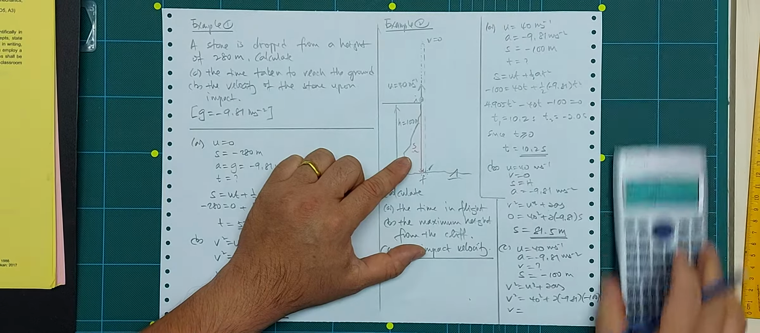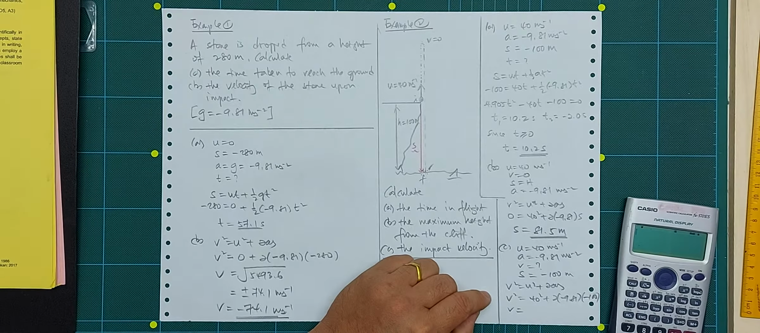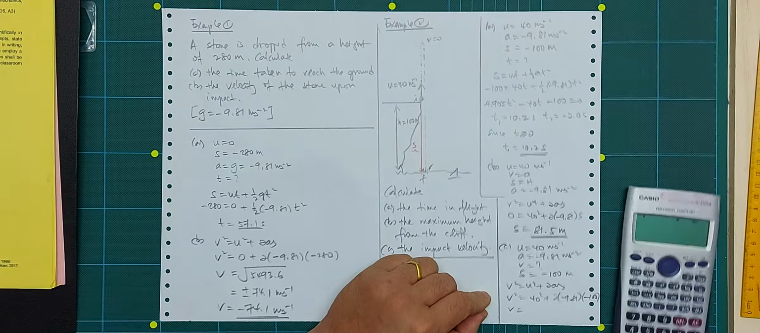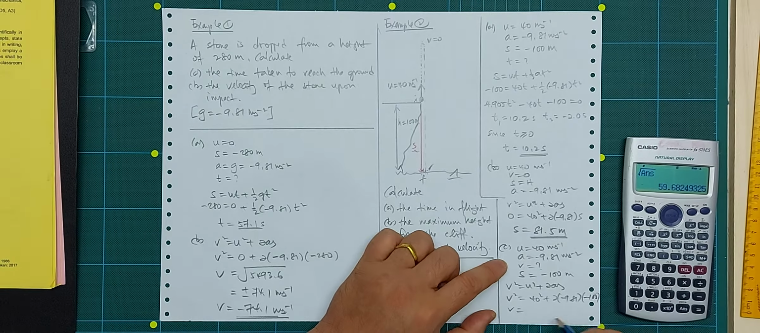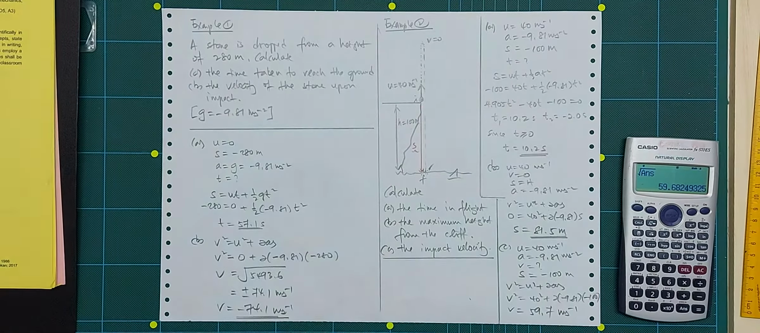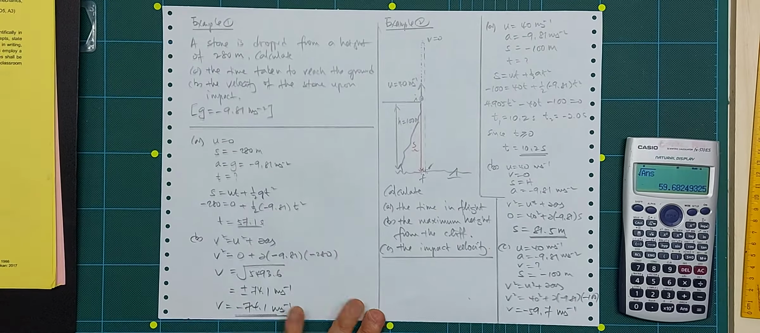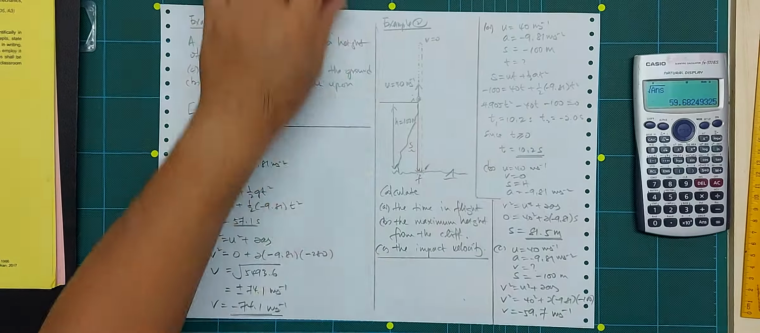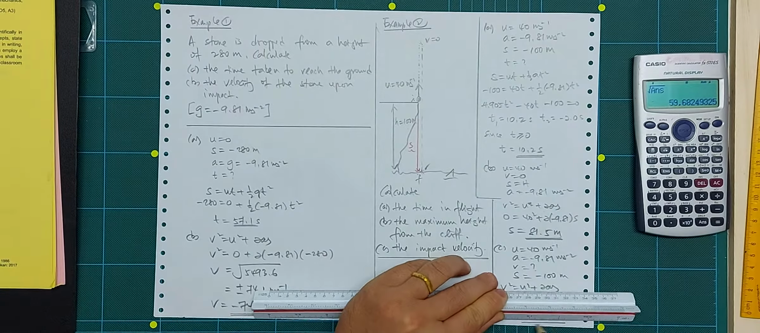Okay, we have two answers here again. 40 square plus 2 times 9.81 times 100. Okay, and then square root. The answer, we have 59.7 meter per second. But remember, the thing is coming down, right? So negative. Okay, negative. Alright.